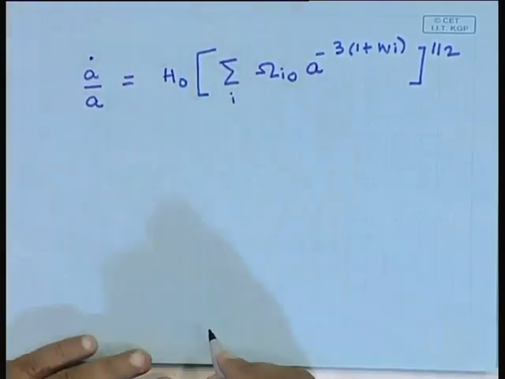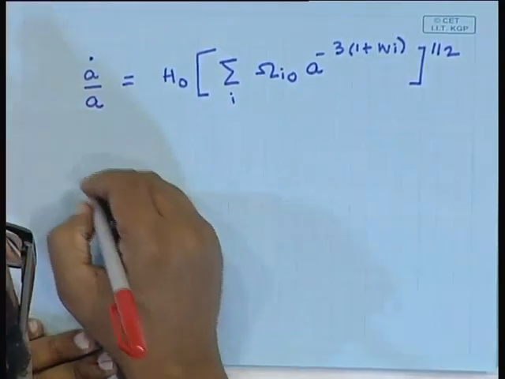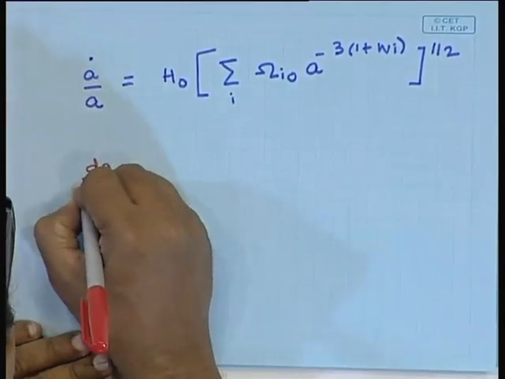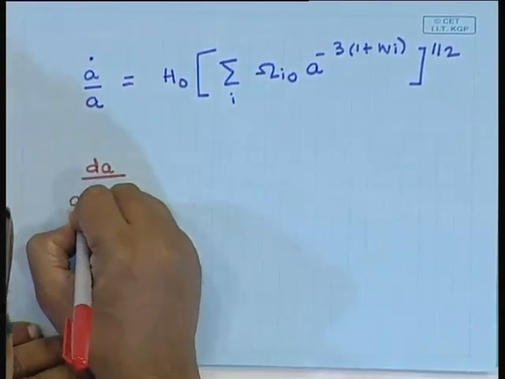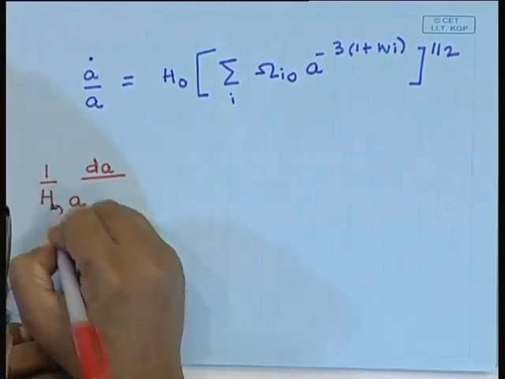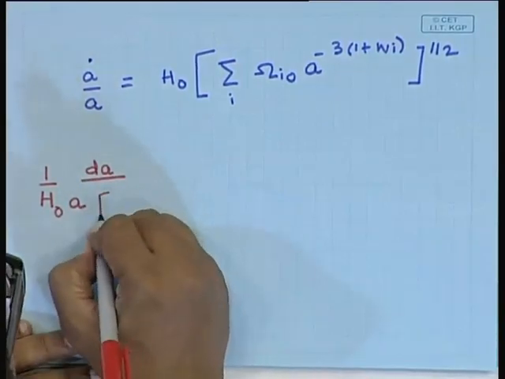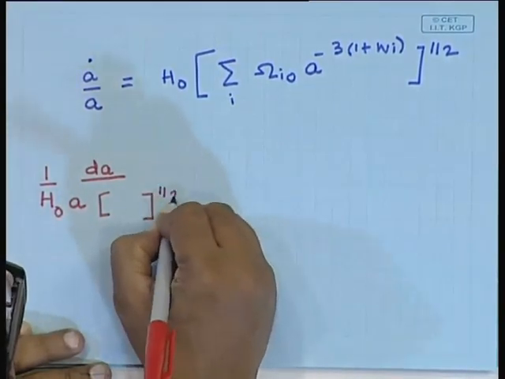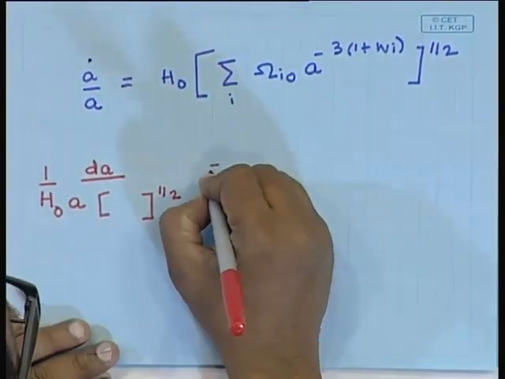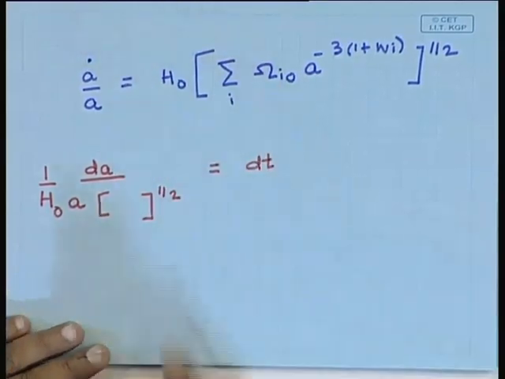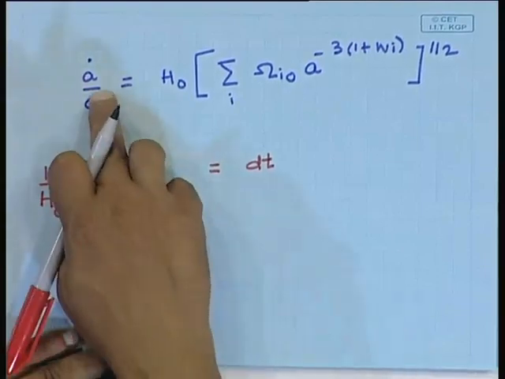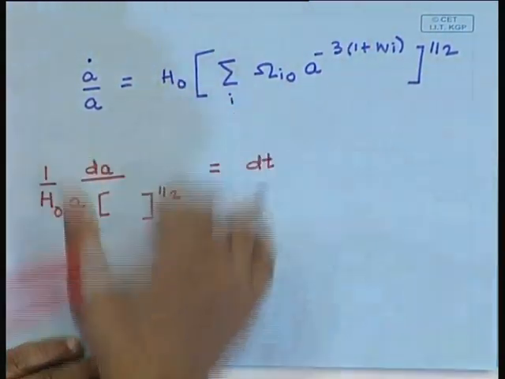So how do we go about solving it? This equation is straightforward to solve. You can write down dA by A, times 1 by H naught, times this whole factor over here, is equal to dt. All that I have done is I have taken the dt from here onto the right hand side and brought this whole thing down.